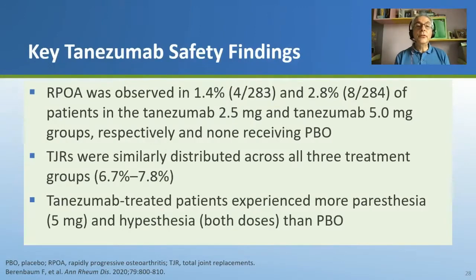So what has been observed in the European study, the first study I showed you, is that there is RPOA in 1.4% and 2.8% of patients on tanezumab 2.5 and 5 milligram. But interestingly, the rate of total joint replacement was similarly distributed across all these three treatments, 6.7 to 7.8%.